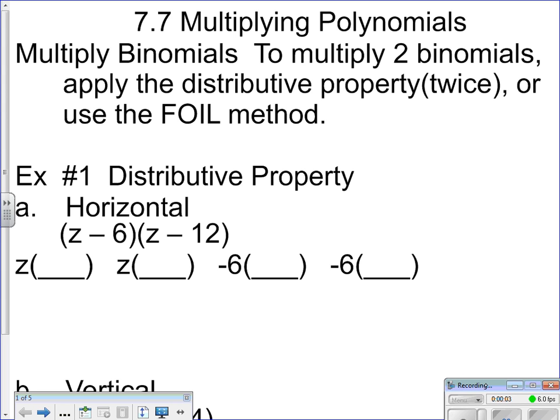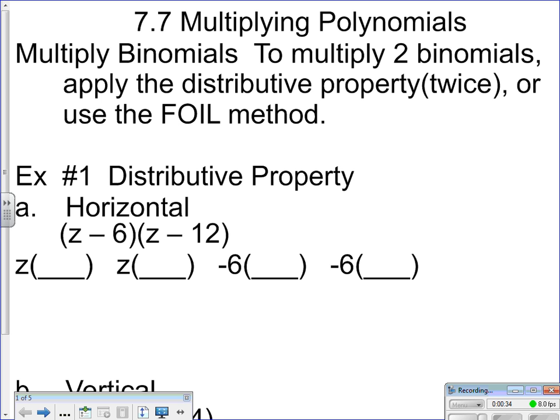Lesson 7.7, multiplying polynomials. In the last lesson, we multiplied a single term times a polynomial. This time, we're going to focus on multiplying two binomials together. And there's a couple ways we can do this. One way is using distributive property, or we can use the FOIL method. Now let me show you each method, and then when it's done, you can decide which method you prefer, and that's the one you should do.